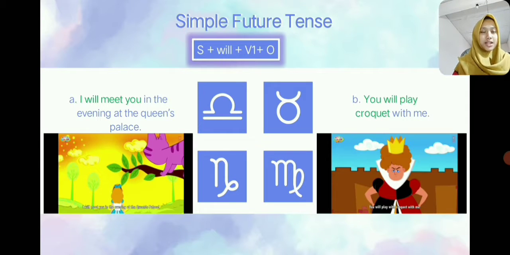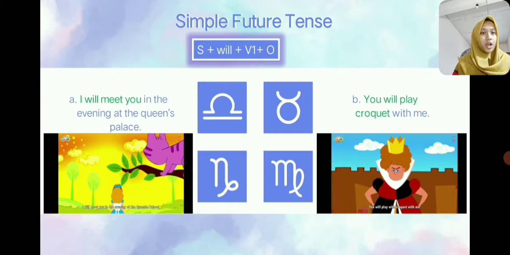Simple future tense has the formula subject plus will plus verb 1 plus object. The example sentence: I will meet you in the evening at the Queen's Palace. I is subject, will meet is will plus verb 1, you is object. Cat says to Alice that they will meet again in the palace. When the cat says that, this situation has not yet happened; the situation will begin and end in the future.